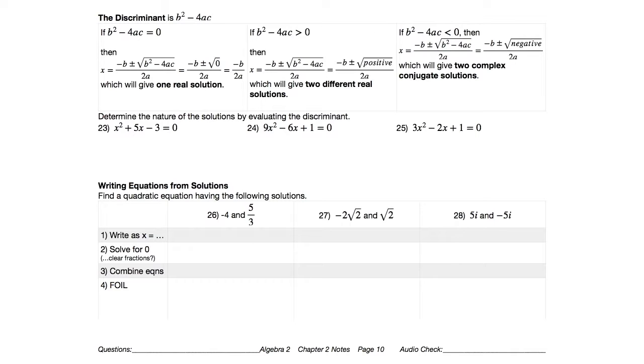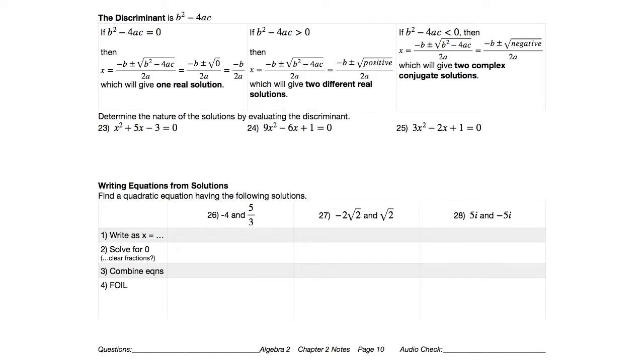Here's your audio check, good people. The quadratic formula, covering all the cases, was first obtained by Simon Stevin in 1594. Again, Simon Stevin in 1594 was the first person to obtain the quadratic formula.